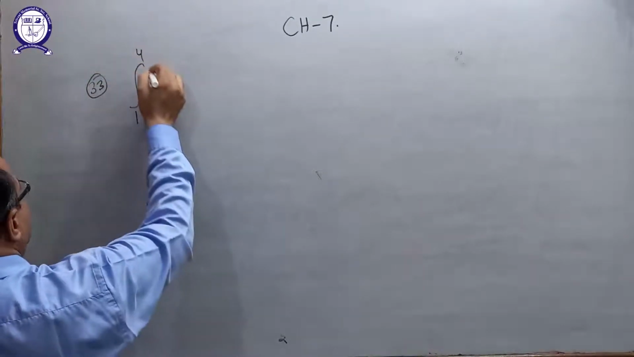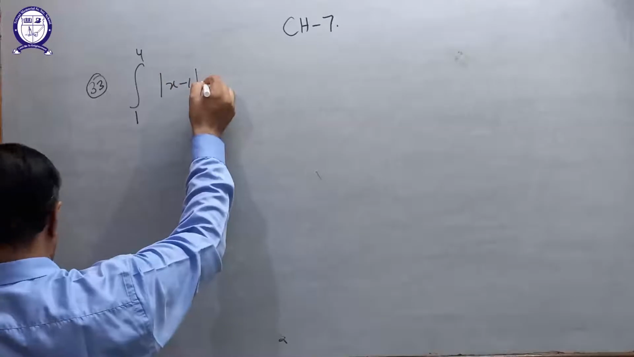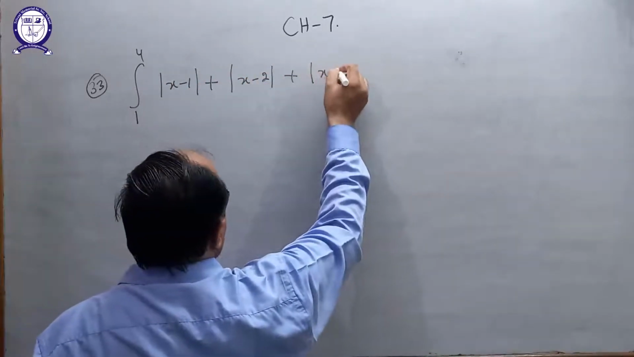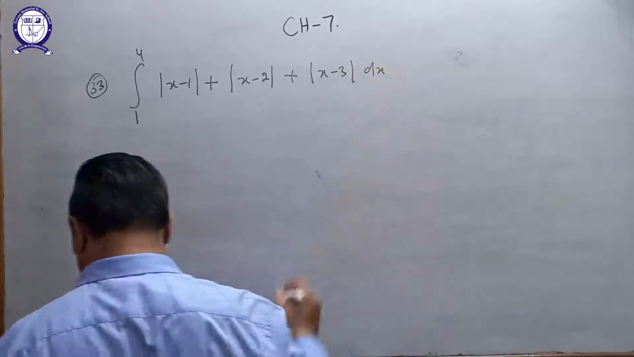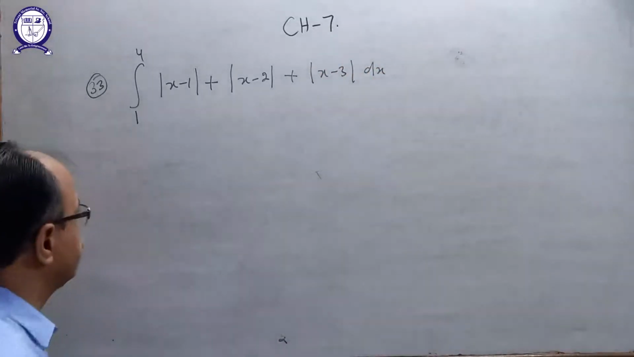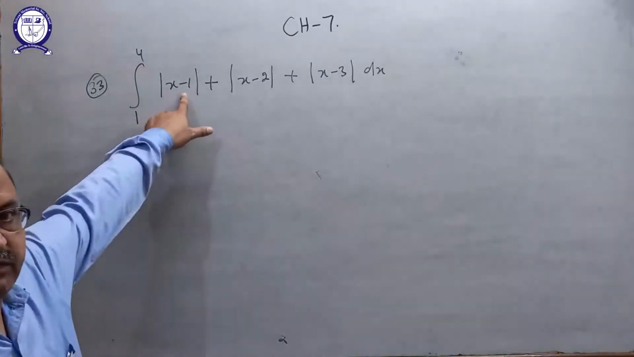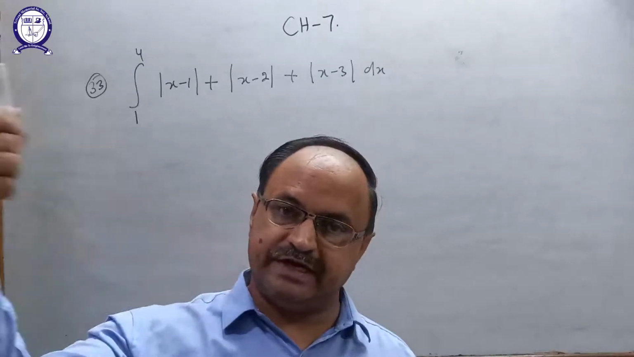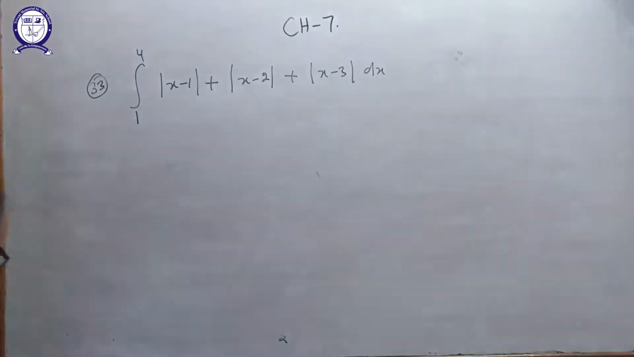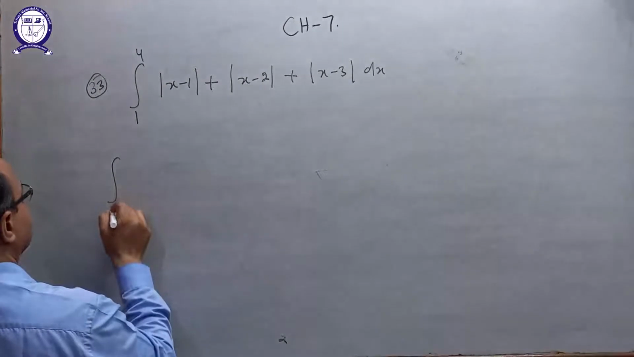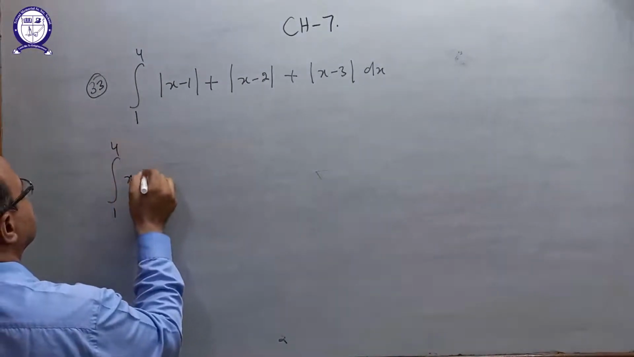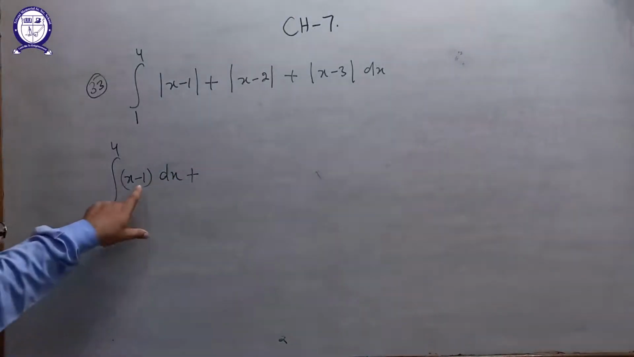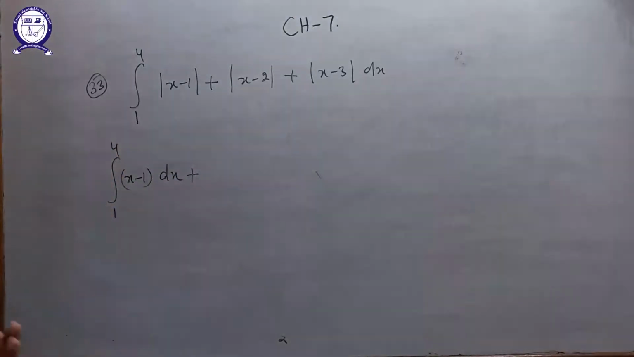Integration 1 to 4 of (x minus 1) plus (x minus 2) plus (x minus 3) dx. Correct? In this question, the breaking point is 1, and our limit is 1 to 4. It means only the right hand side. Therefore, you can say integration 1 to 4 of x minus 1 dx, because the critical point is 1 and the limit is 1 to 4, it means the right hand side only.